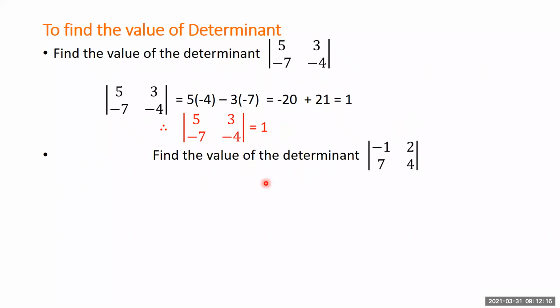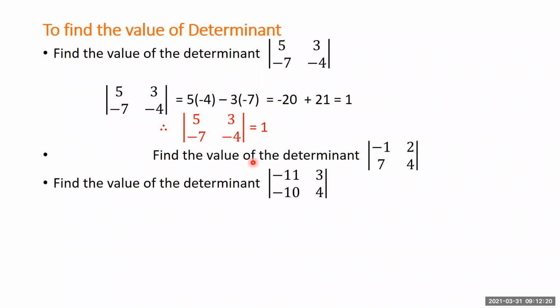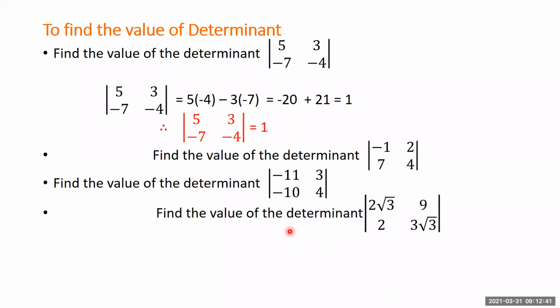See here, for practice I have given some questions. Find the value of the determinant, and then find the value of the determinant. Here one minus sign is there. Here two minus signs are there. So please do the practice. When the minus signs increase, the problem also increases. Okay, children, when the minus sign increases, the complication also increases. So do the practice so that you will get a clear-cut picture.